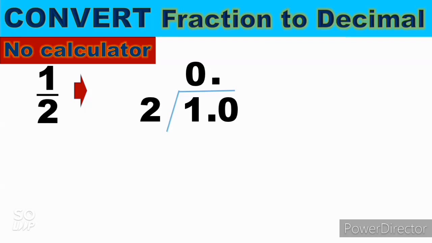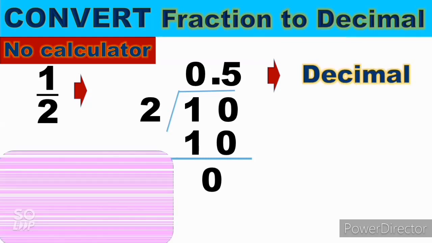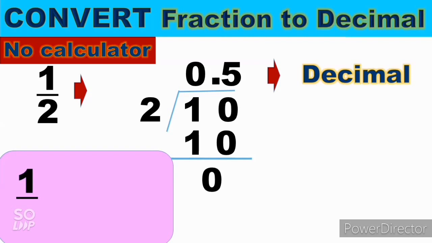And then we add 0 sa dividend, and 10 divided by 2 equals 5. And then 5 times 2, it is equal to 10. Okay, then 10 minus 10 is equal to 0. Then now our quotient is 0.5, that is what we call the decimal. Okay, again, 1/2 is equivalent to 0.5 in decimal.